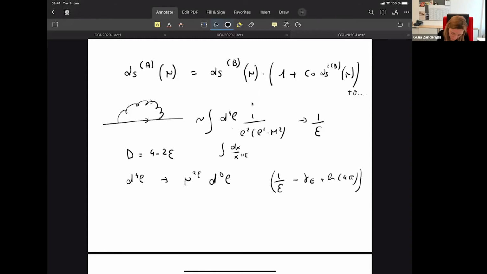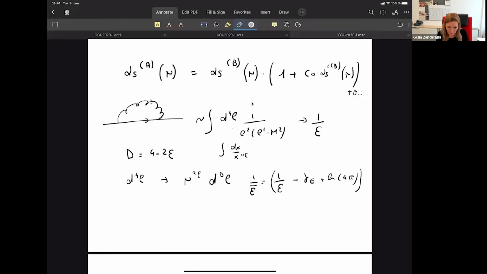So this is what we call one over epsilon bar. And the MS bar scheme means I subtract the poles in epsilon together with these finite terms. You see that it's completely arbitrary. The only reason people do it is that they don't want to have this gamma and the log of four pi around. They're always there, always the same, so you absorb them. And the MS scheme would be only one over epsilon.